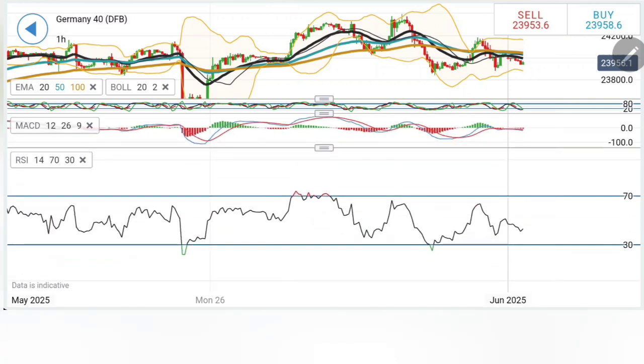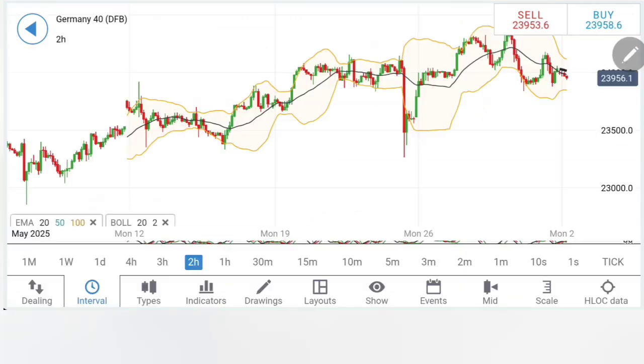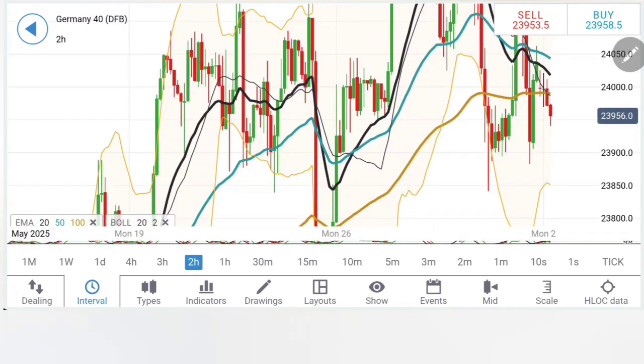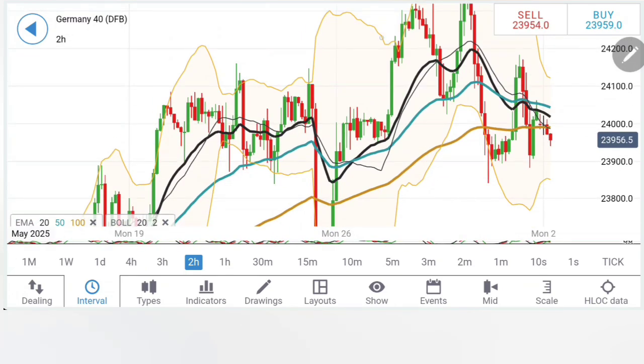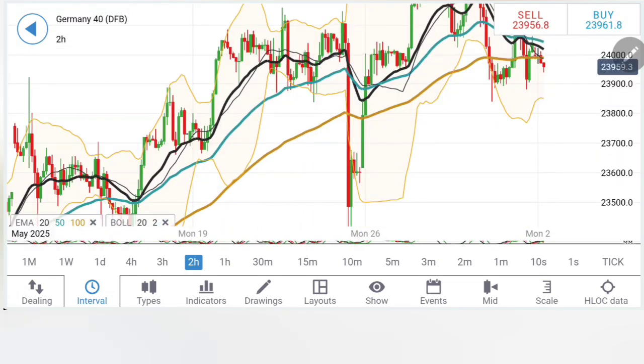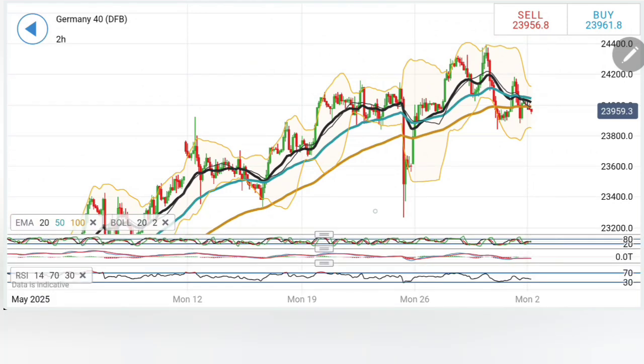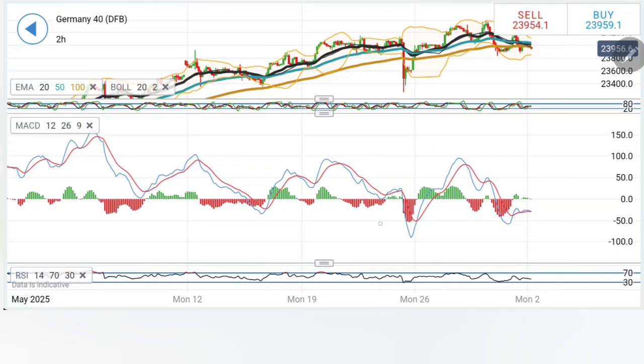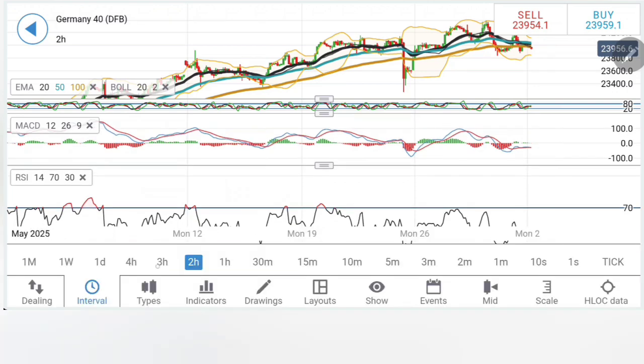Stochastic oversold, the MACD bearish, the RSI is bottom. On the 2-hour chart, similar observation. After the crossover, the moving averages are trading bearish, and see the drop, retracement. Now on the downside, it is pretty important for it to trade below 23,900. The 23,700 zone is going to remain critical for US30 on the downside. Stochastic has traded bearish, the MACD almost flat, the RSI almost flat here.